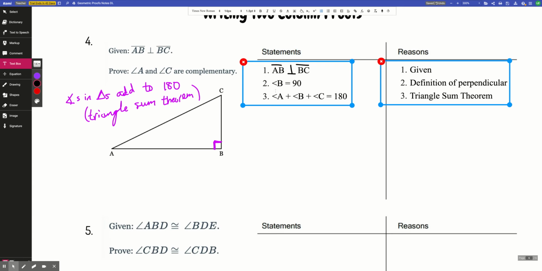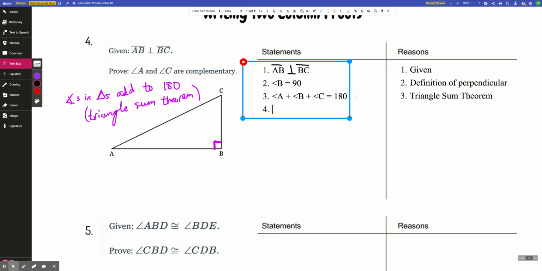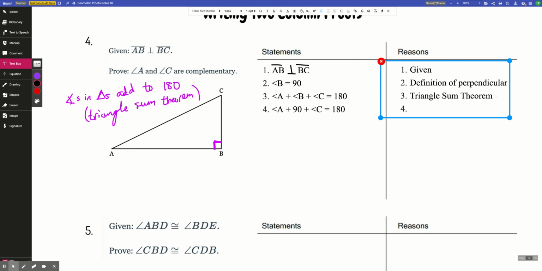Well, now we have two steps that we can kind of combine, right? I have B equals 90, and I have an angle B in this equation right here. So let's go ahead and plug that in, right? So I have angle A plus 90, instead of angle B, I'm going to put 90, plus angle C has to equal 180, right? So remember, whenever we plug something in for something else in an equation, that's the substitution property. Okay. So that is the substitution property, right?